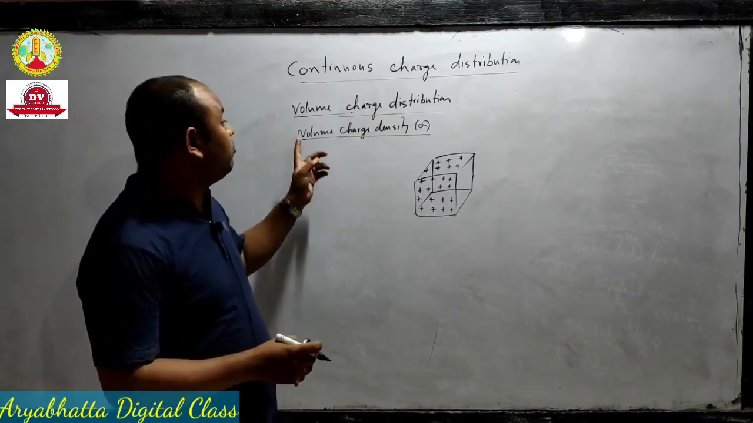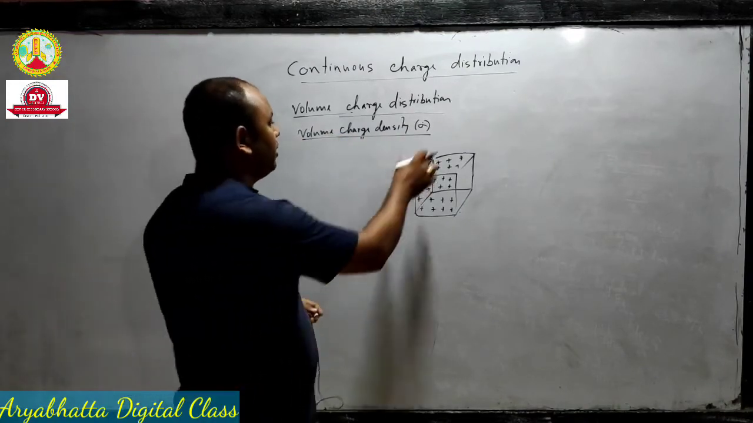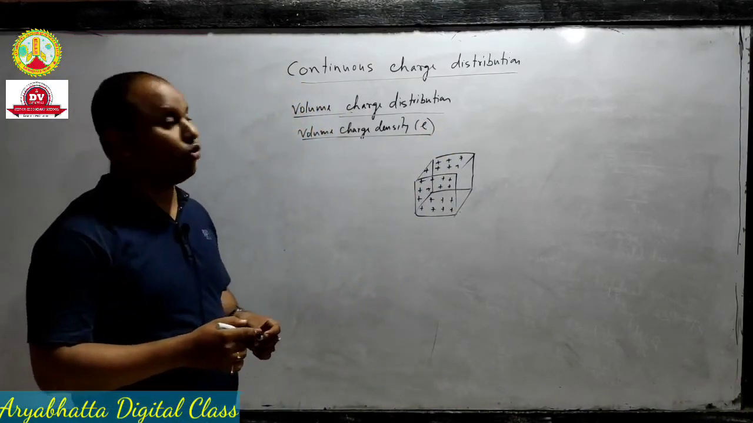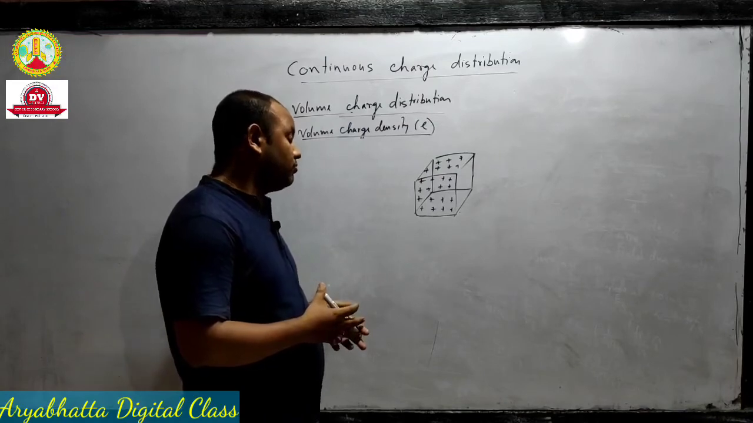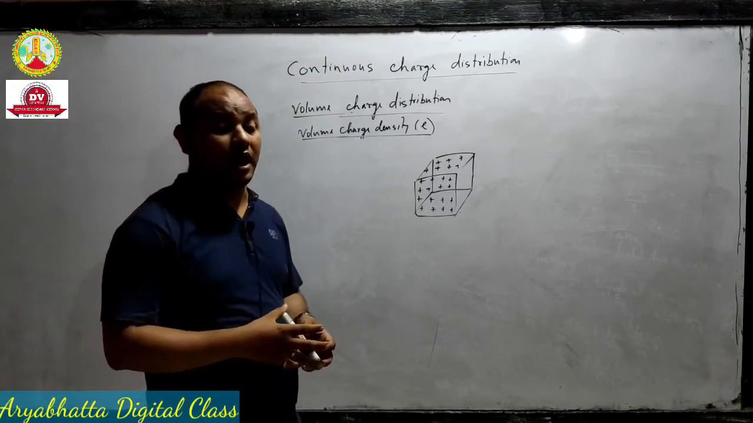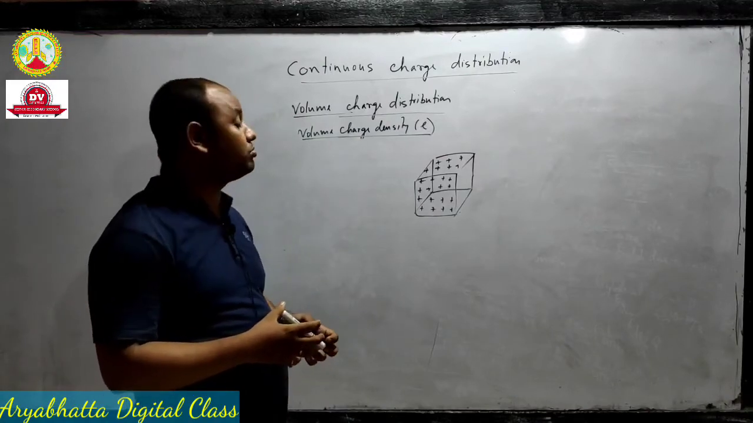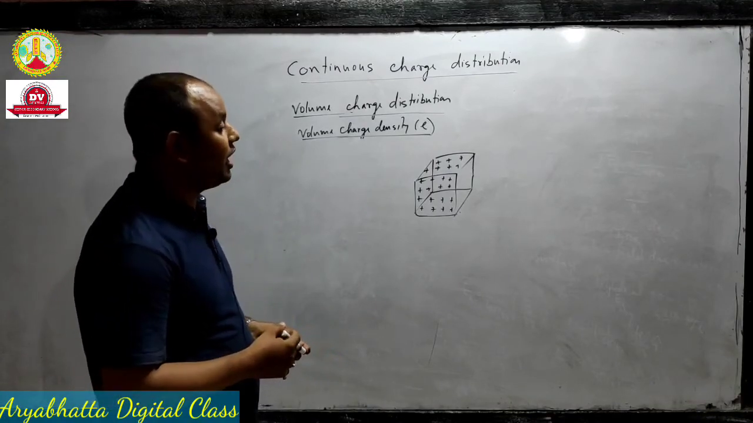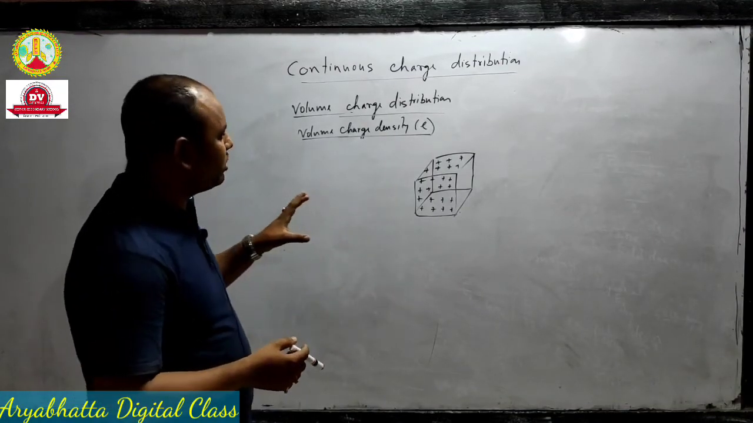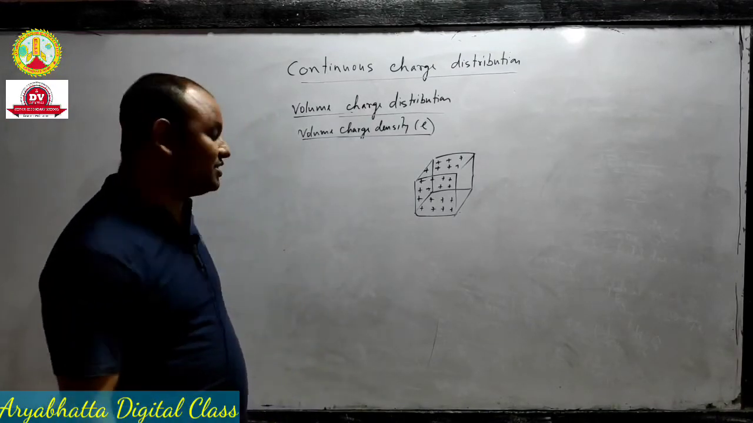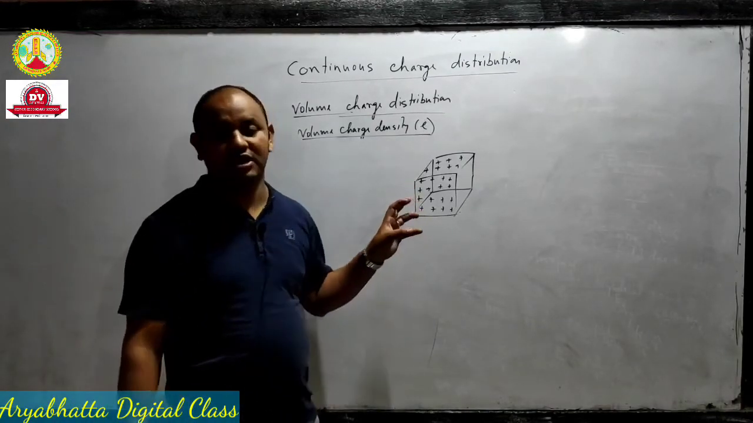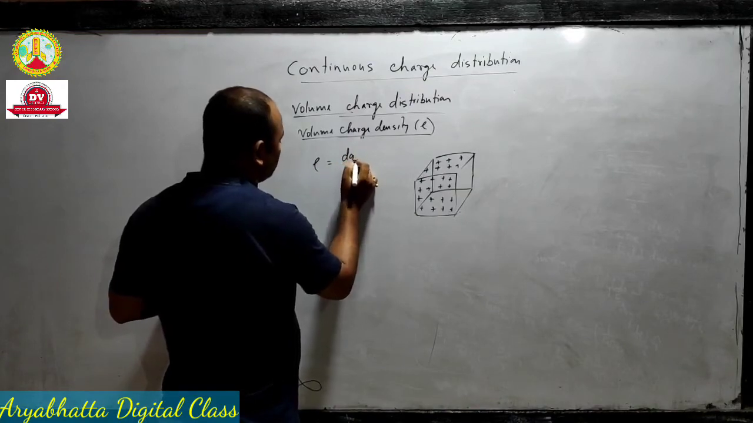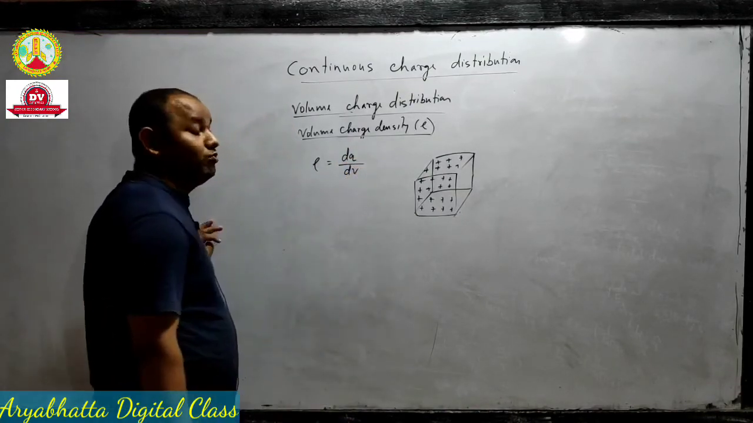Then the term volume charge density, which is denoted by the letter rho. What is volume charge density? Volume charge density at any point inside the cube is the amount of charge contained per unit volume. That means rho is the amount of charge contained per unit volume, dq by dv.